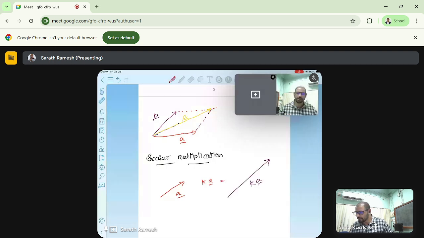And then we would have seen something related to the dot product of two vectors.